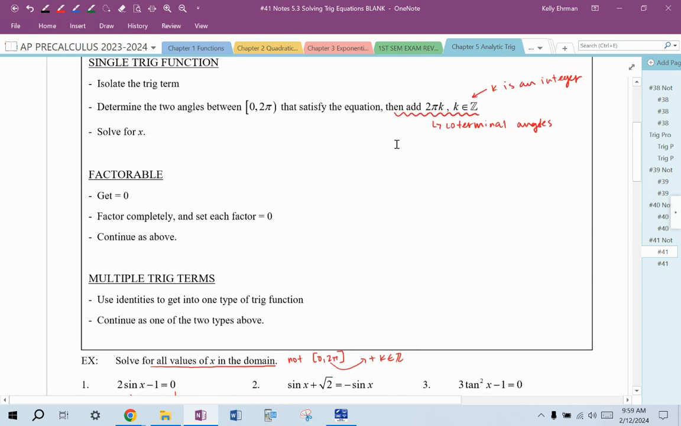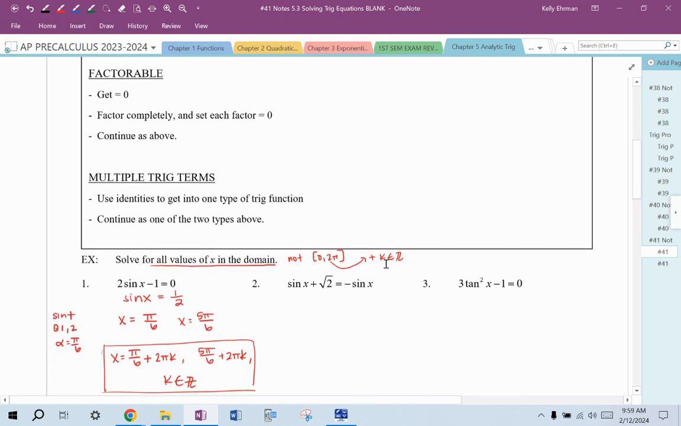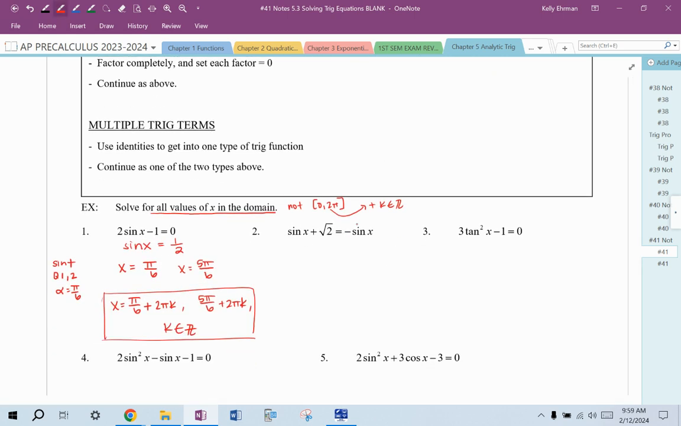Okay, number 2. Number 2 has multiple trig terms, but they're both the same thing. See how this is sine x and this is negative sine x? It's not sine squared or tangent or something. So let's get the trig terms on the same side to isolate them. So let's add sine x over here. So if I add sine x, I get 2 sine x plus radical 2 equals 0. So now it's a single trig function. Let's isolate that trig function. So sine x is equal to negative radical 2 over 2.